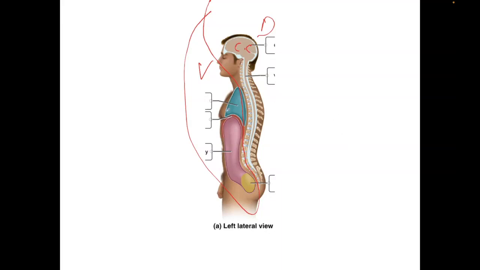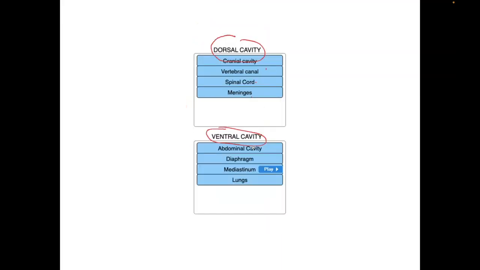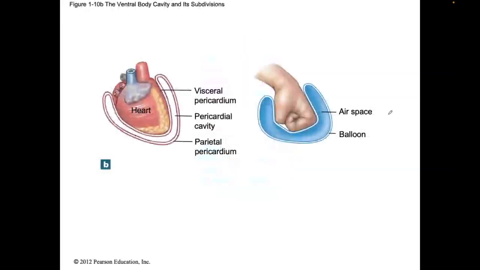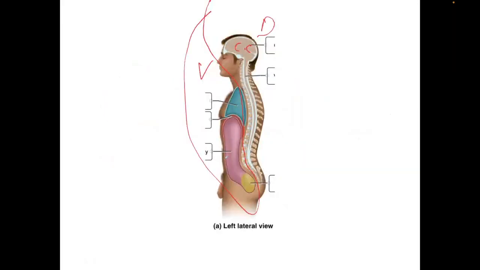Okay. Everything that's in the front, in the ventral cavity, is going to be the abdominal cavity, the diaphragm, the lungs, and the mediastinum. All that is going to be up in here.